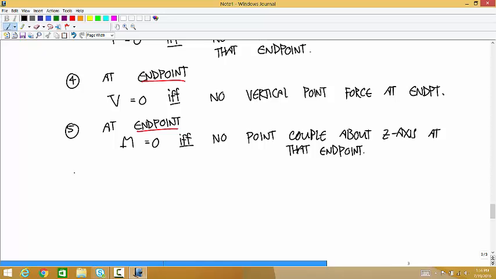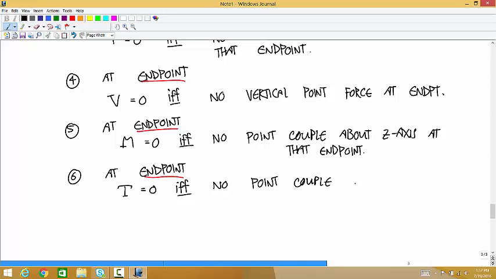And then the last one, at any endpoint, fancy T, the torque, is equal to 0 if and only if there's no point couple about the x-axis at that endpoint.